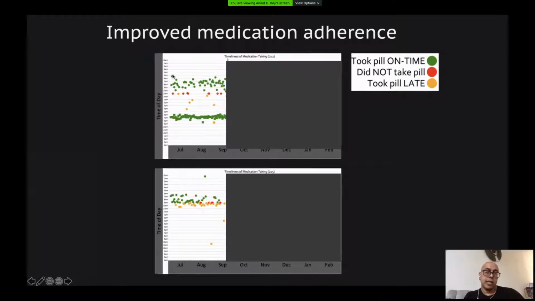So what you're seeing here, this top grouping of data is really the morning medicine. And what you're seeing here is the evening medicine. And for this person, they only had the morning medicine. So you're seeing the cluster between 6 a.m. and 10 or 11 a.m.